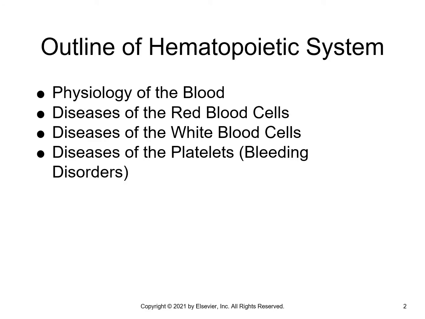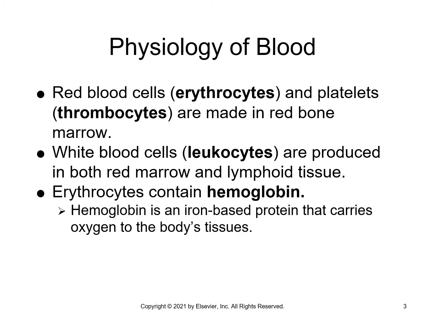So the hematopoietic system is going to be really, really important, obviously, because without blood, we don't have life. So we're going to look a little bit at the physiology of the blood, diseases of the red and white blood cells, as well as diseases of the platelets, which are responsible for the clotting of our blood system.